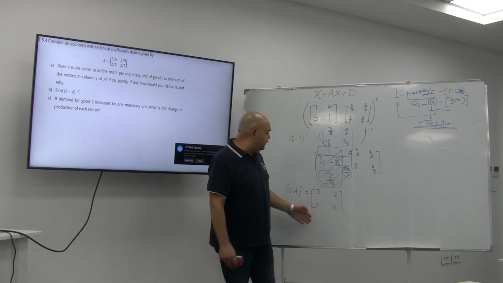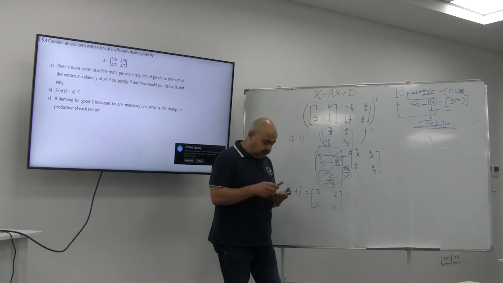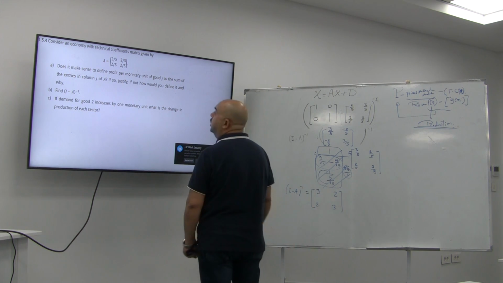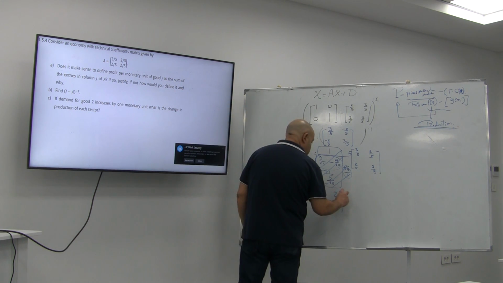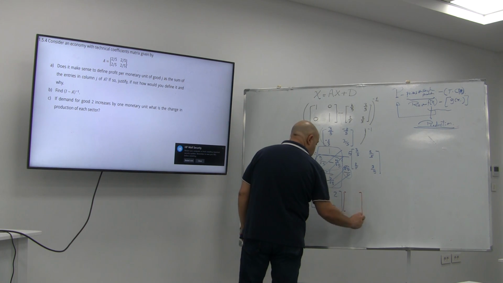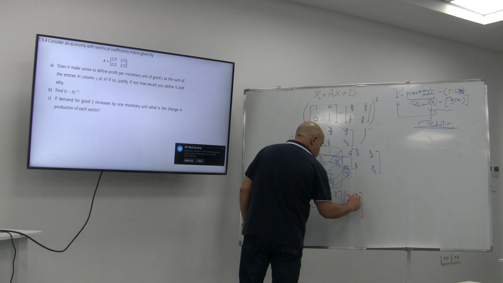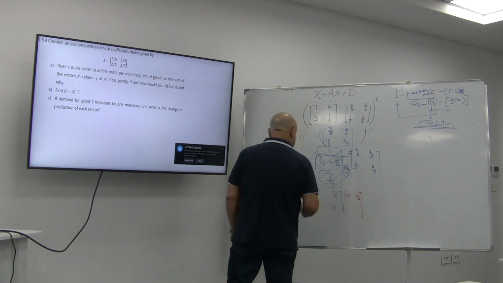How to check if we are correct or not? How to check? Do you remember? How to check if this is the correct one? We get the inverse and the other matrix and multiply them. Okay, can you please check? 2 over 5, 2 over 5, 2 over 5.